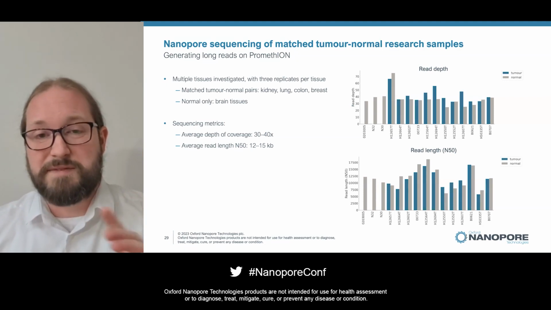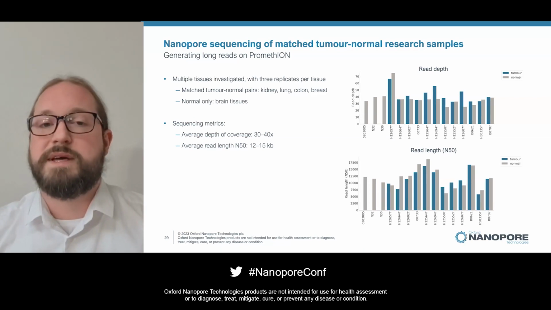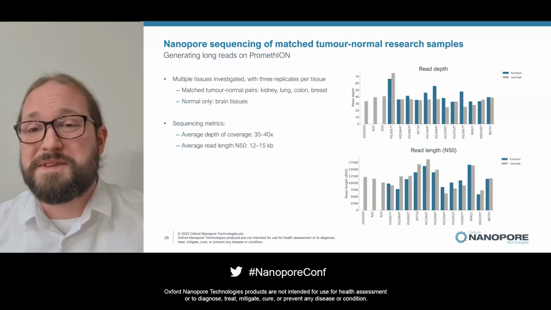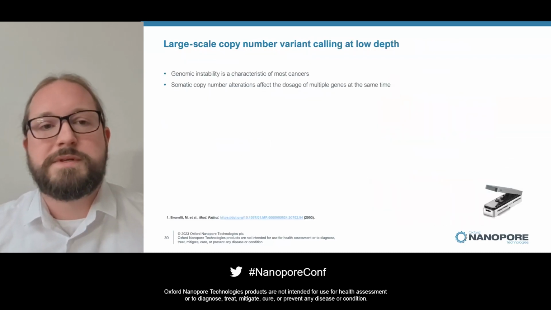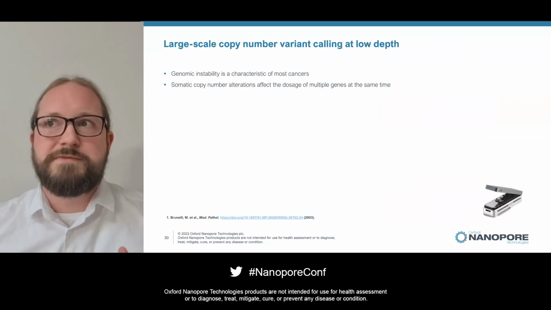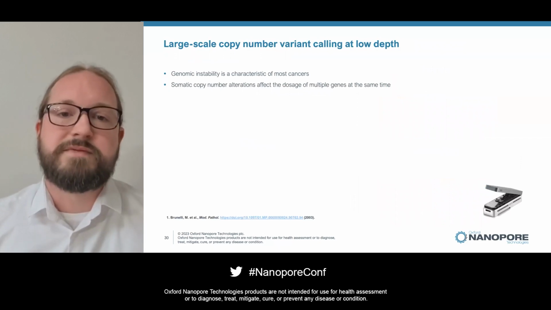Obviously, as I said, this is kind of a treasure trove of interesting things to look at and discover. Unfortunately, I won't have the time to go through all of them, so I picked a few representative examples. What I want to start with is large-scale copy number variation. The reason is that genomic instability is a really well-known characteristic of cancer samples.